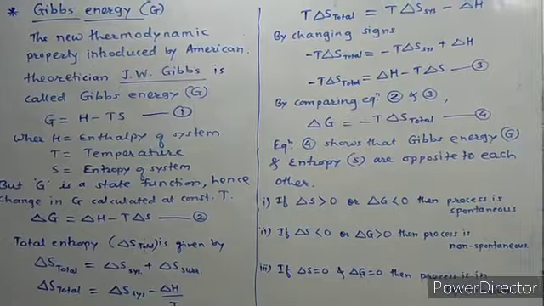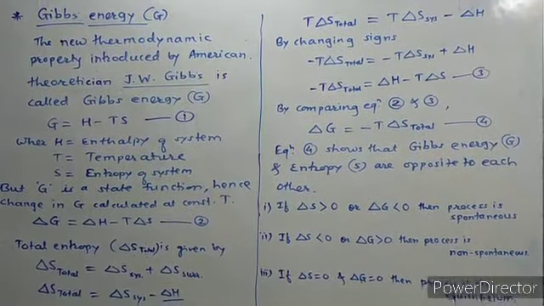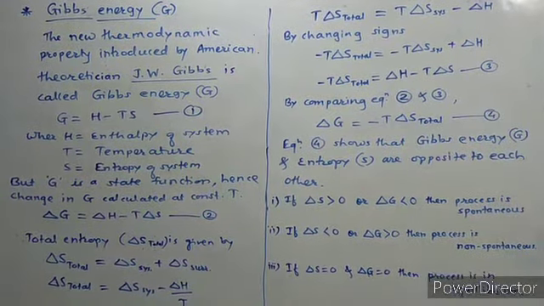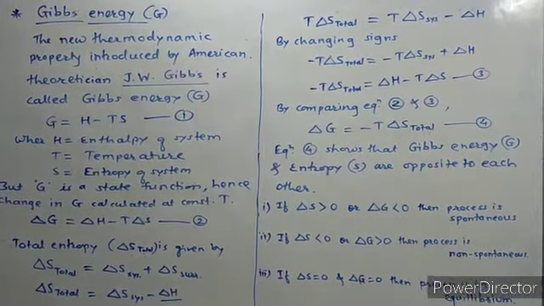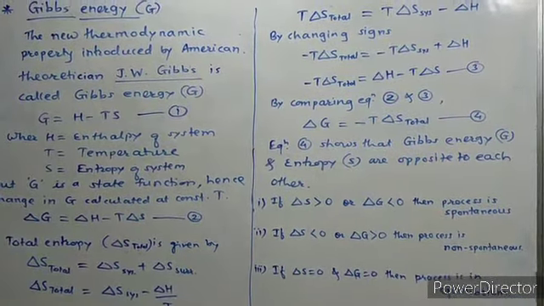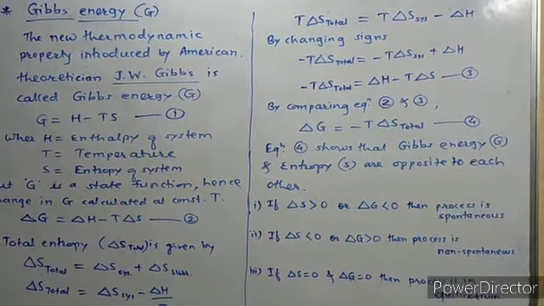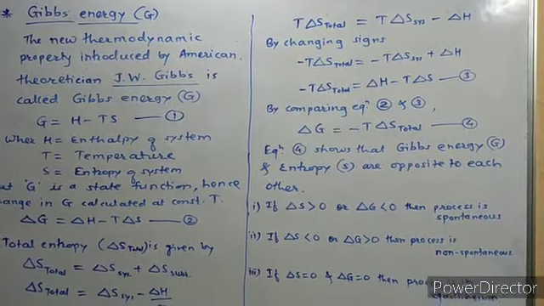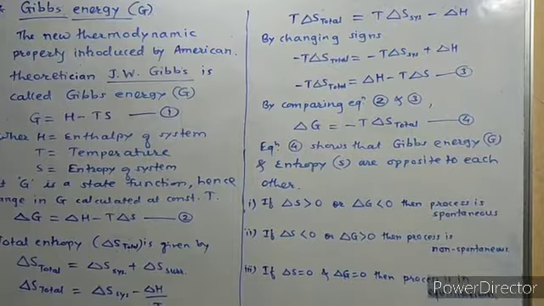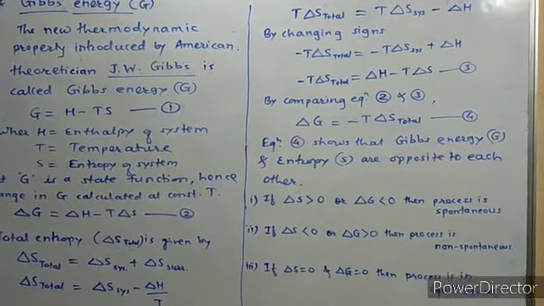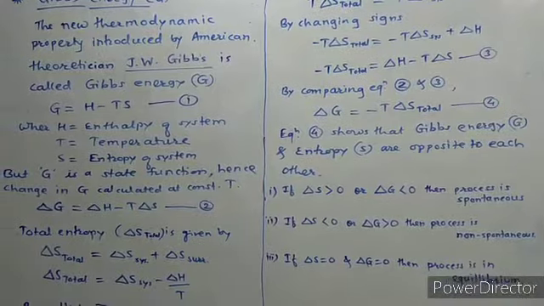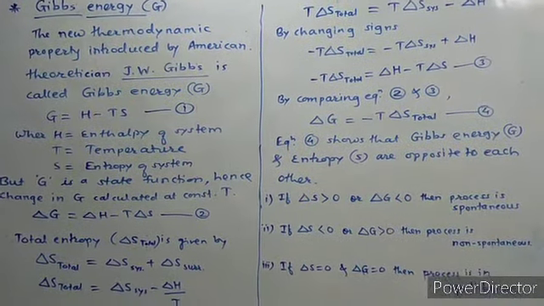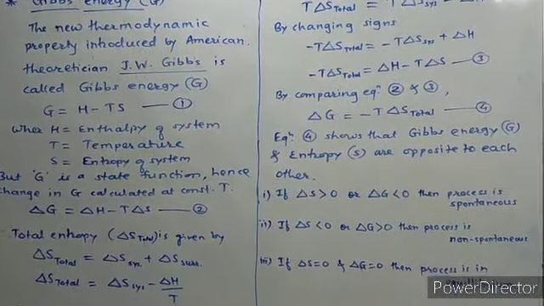Now see equation number 2 and equation number 3. So by comparing both, the right sides are the same. So the left sides become equal. So delta G equal to minus T delta S total. Now equation number 4. Equation 4 shows that Gibbs energy and entropy are opposites to each other, which is indicated by the negative sign.